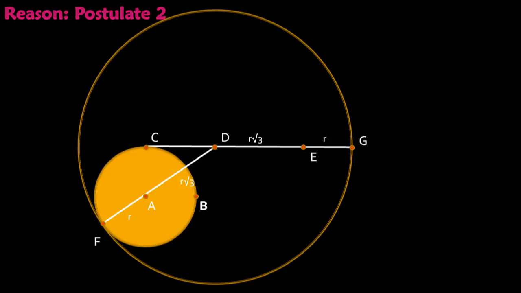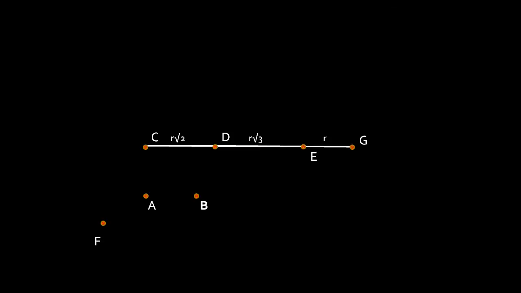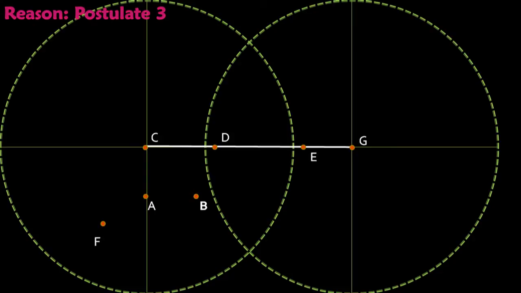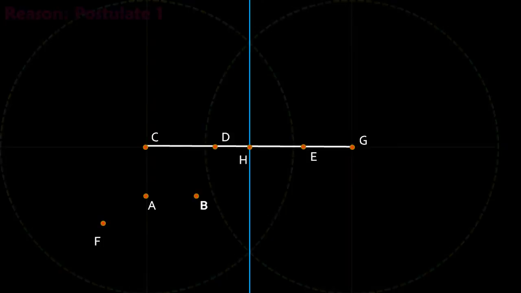We now have line segment CG, with a total length equal to the square root of 2 plus the square root of 3 plus 1 times R. Now, let's bisect this line segment. Draw a couple of larger circles centered at points C and G, with radii more than half the length of CG. Then draw a line through the two points where the circles intersect. This perpendicular bisector intersects line segment CG at its midpoint, point H.